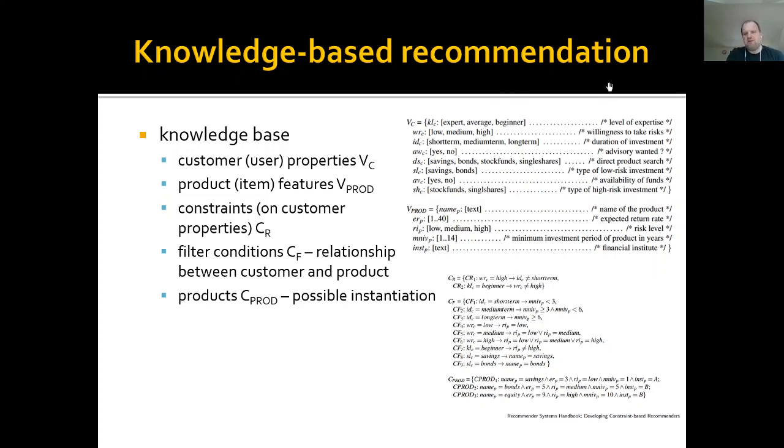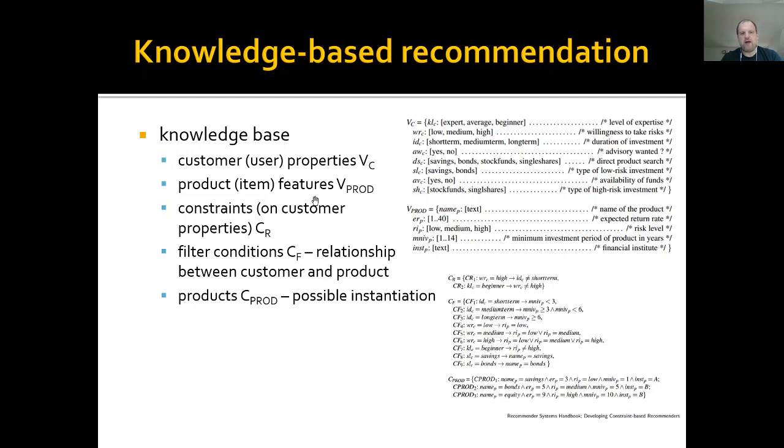So these are the properties of the user. The user can have different properties in different features. The level of expertise of a user that is involved in financial investments could be expert, average, or beginner. The user can take more or less risk. The user wants to invest in longer or shorter periods of time. He wants or does not want advisory, and so on, or type of investment. So these are the available features for a user, how the user is modeled by the combination of these values.